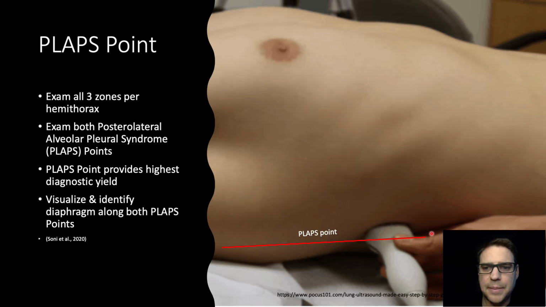While assessing the PLAPS point, it is important to visualize and identify the diaphragm of each hemithorax, because that is the most dependent section and it's where gravity-dependent fluid tends to collect. And so it's going to be the most sensitive for pleural effusion.